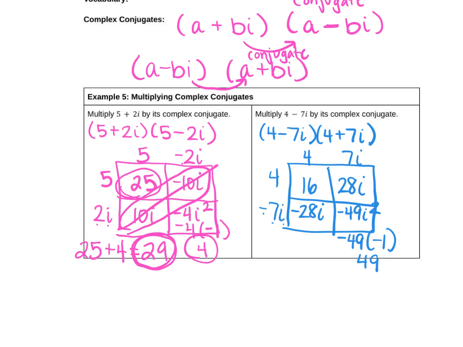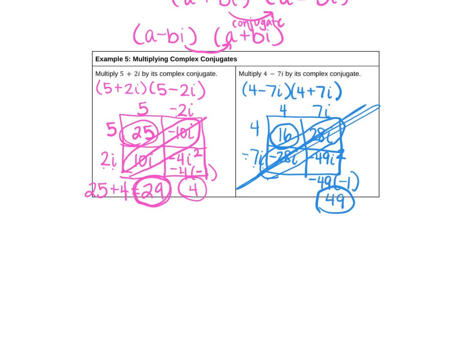And then looking diagonally, we've got negative 28i and 28i. What's going to happen there? They cancel out. So now we just got to combine 16 and 49. What's 16 plus 49? 65? You guys agree? 65. Sounds right. Looks right. So that is our answer. So when we multiply by a conjugate, it makes the i's cancel.